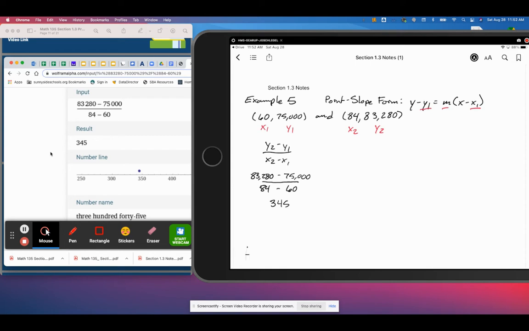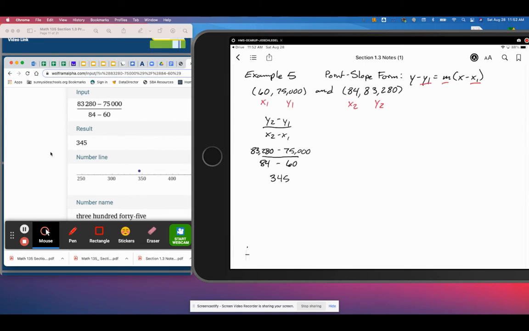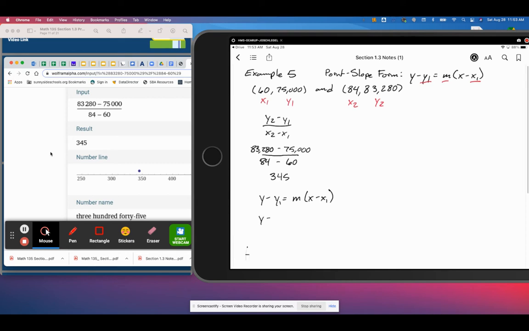So we have a slope, we have an x1, and we have a y1. Let's go ahead and put all of this into the point slope formula. So we've got y minus y1 equals m times x minus x1. And our y1 value is 75,000. Our slope is 345. And our x1 is going to be 60. So Wolfram to the rescue.